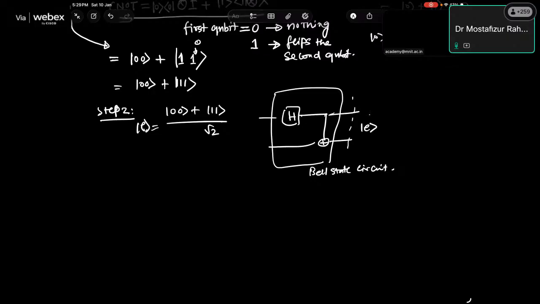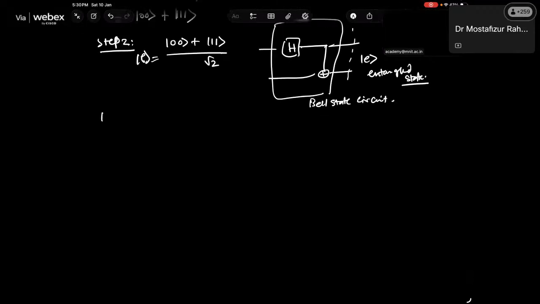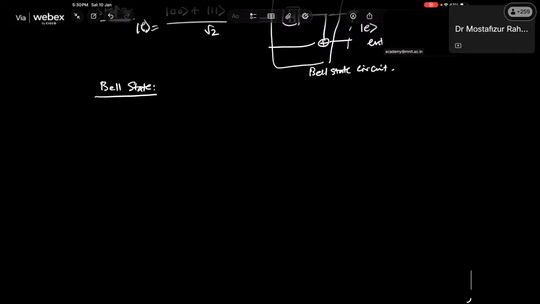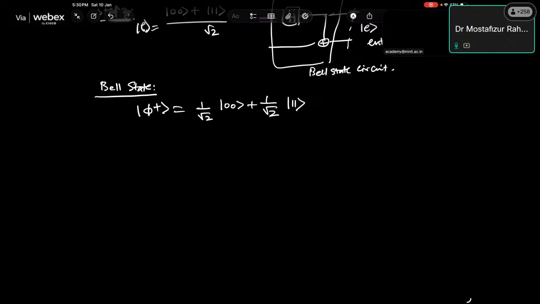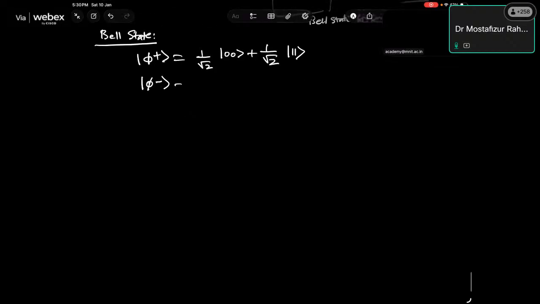Now at this particular point, this is the state that we were talking about. This state, you cannot break into individual states. This is the state you have created. And this particular state you cannot just break into two products. So that's why it is called an entangled state. Okay. In fact, there are 4 Bell states, which are written as phi plus, 1 by square root 2 ket 0 0 plus 1 by square root 2 ket 1 1, phi minus, 1 by square root 2 ket 0 0 minus 1 by square root 2 ket 1 1.